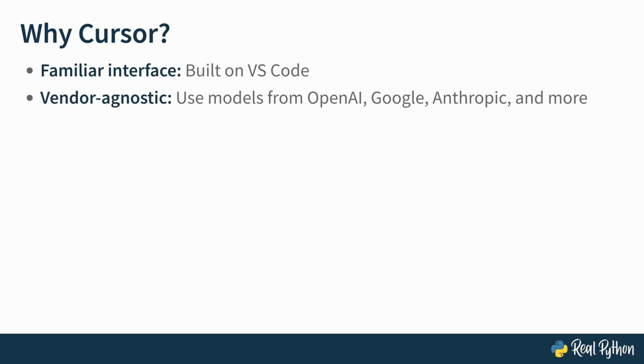Secondly, it's vendor agnostic, which means that you can use models from all sorts of different AI companies, such as OpenAI, Google, Anthropic, and also others, and you can switch between them for different tasks. You may find that you like working with one model more than another, but then maybe there's an update to that model and it doesn't behave the way that you want anymore. Then you can switch over to something else, or even just use one model for one task and another model for different tasks.